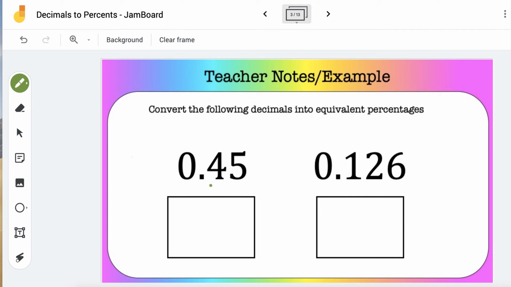And to multiply this decimal by 100, we're going to move the decimal 2 spots to the right. Okay, so let's do that. So 1 and 2. So now the decimal is right here. Once you do that, all you do is add a percent sign, and that's it. So it's going to be 45% for this one.